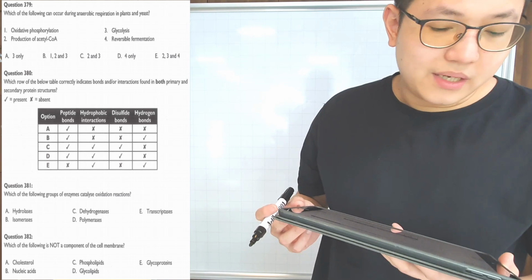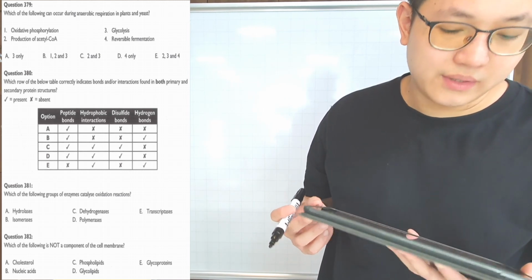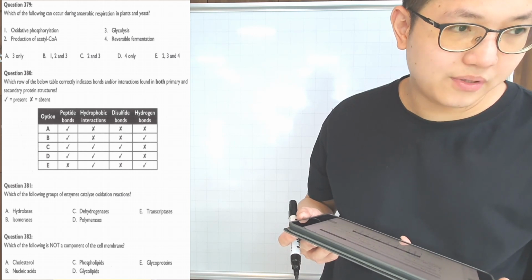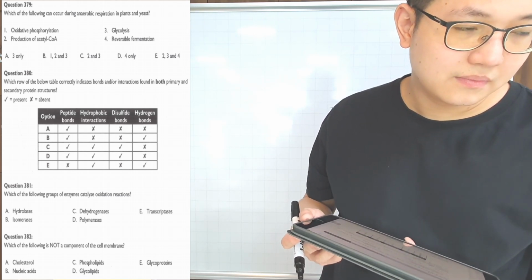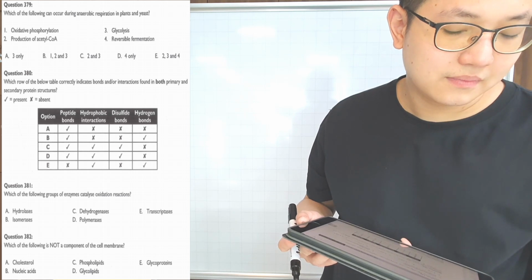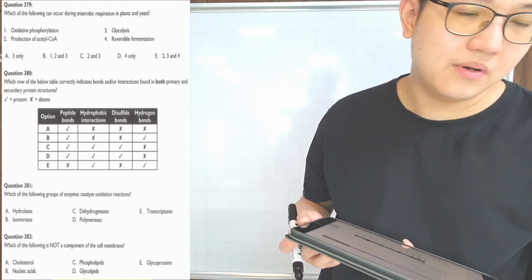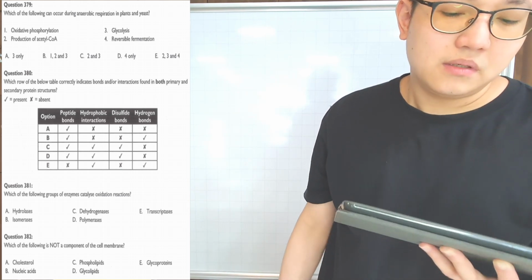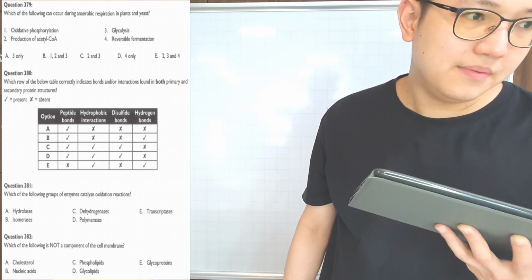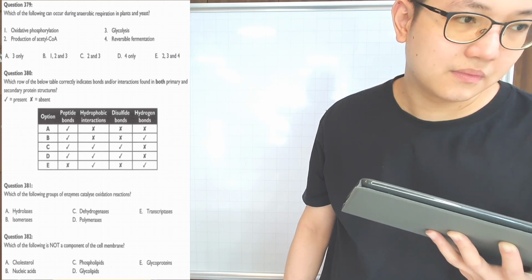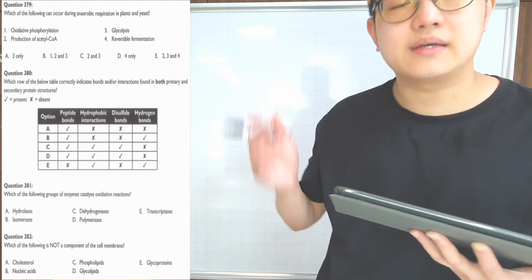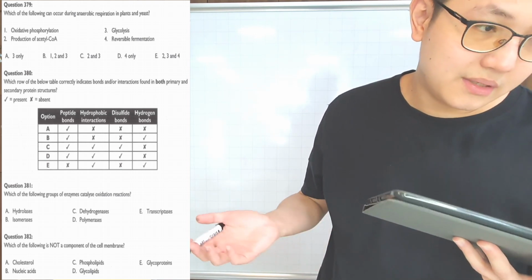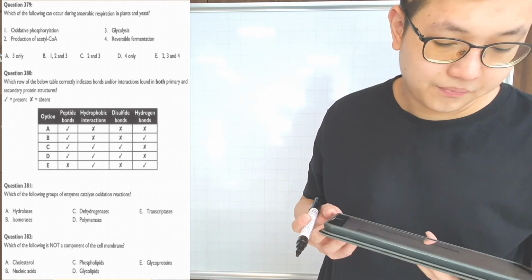Number two, production of acetyl coenzyme A. Does it produce that? Anaerobic, no oxygen. So no acetyl CoA. Very good. Does glycolysis happen? Yes, it does happen because glycolysis does not depend on oxygen, so glycolysis still occurs.